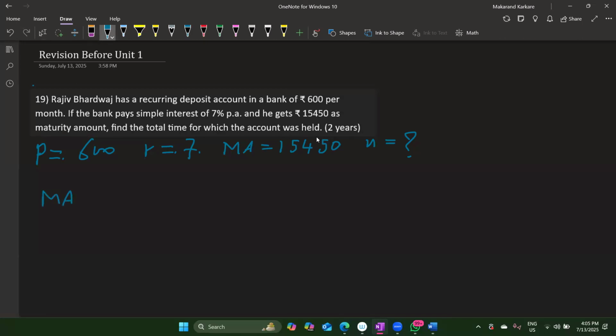Maturity amount is equal to P into N plus interest. P into N plus P into N into N plus 1 into R divided by 2400.